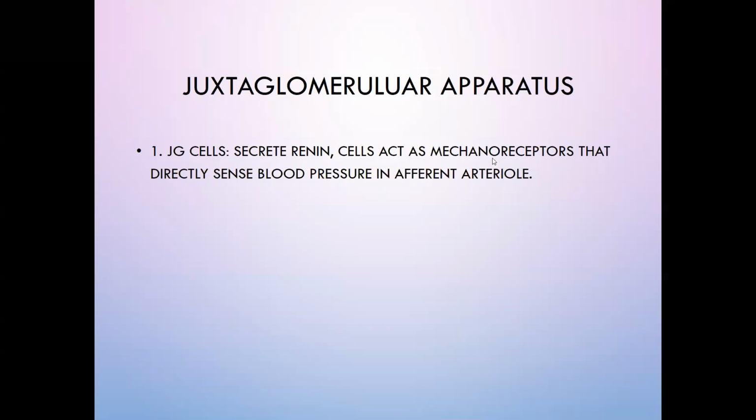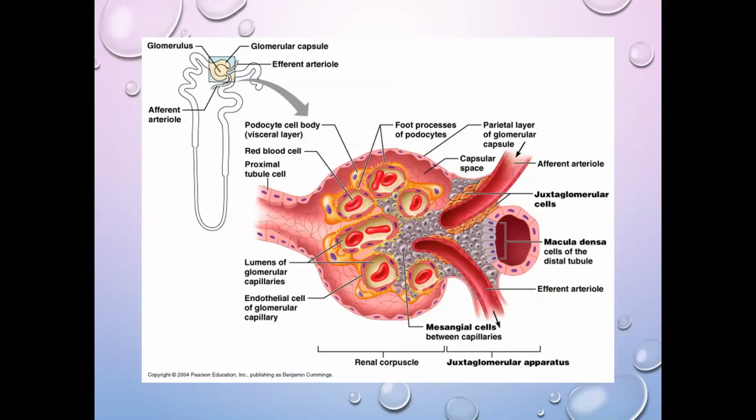The JG cells also act as mechanoreceptors that directly sense the blood pressure in the afferent arteriole. So as the afferent arteriole stretches, or doesn't stretch, as the case may be, it lets the juxtaglomerular cells know, oh, pressure's high, pressure's low.